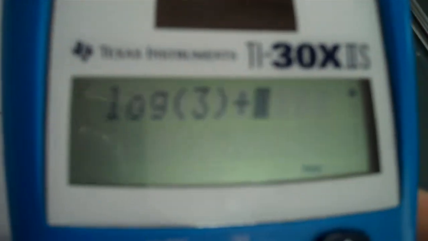Now I'm going to split the logs and put a plus symbol. I'm going to take log 3 plus log 4. Remember to close parentheses when you're ready to move on. Okay, parentheses has to be closed. And that's the same thing. So that would lead me to deduce that log of 3 times 4 equals log 3 plus log 4.